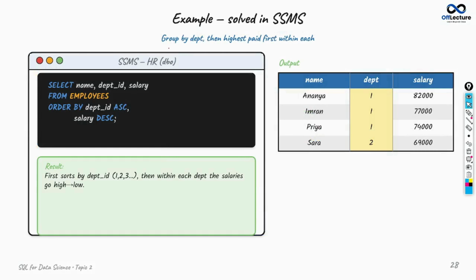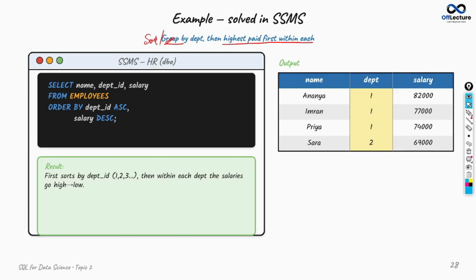What we have to do is group by department, then highest paid first within each. Okay. What you have to do is sort your data by department, and then the highest paid person should be first within each department.